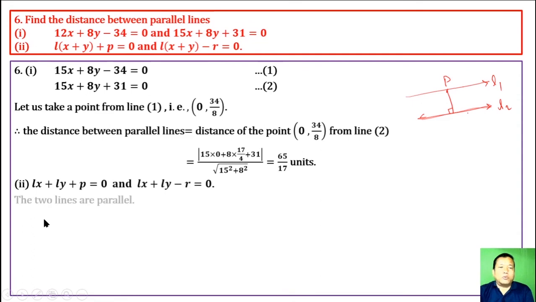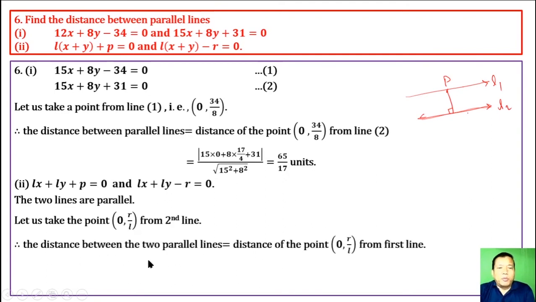For Roman number 2, the two lines are parallel, as the coefficients of x and y are proportional. Let us take the point 0, R by L from the second line. Put x equal to 0 and solve for y, that is R by L. The distance between the two parallel lines is the distance of the point 0, R by L from the first line. Put x equal to 0 and y equal to R by L in the first line, taking the modulus, whole divided by root of L square plus L square, which is root 2 times L, R by P. This is the required distance.